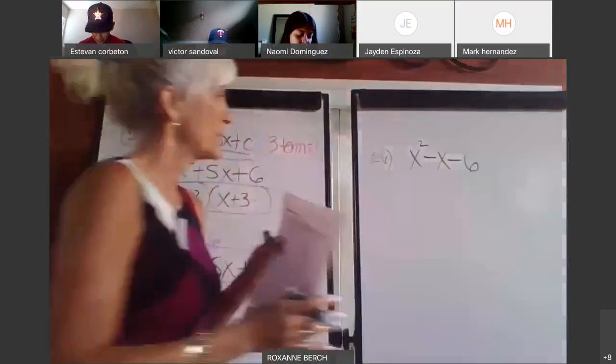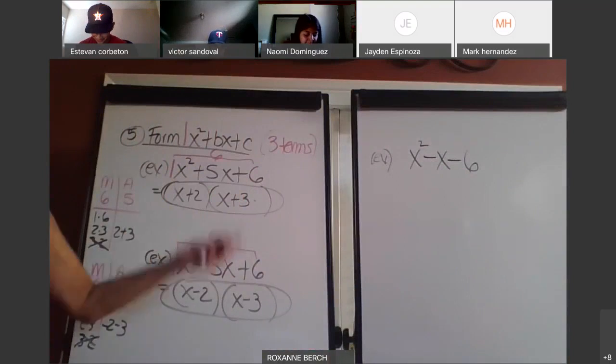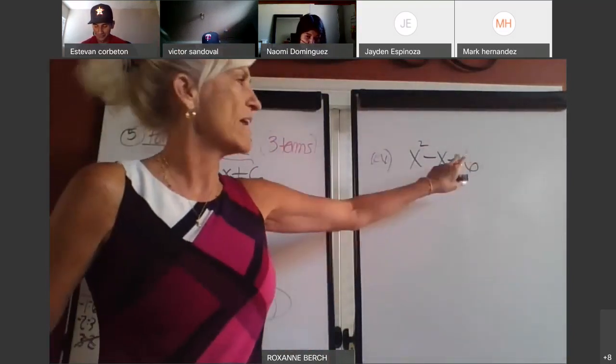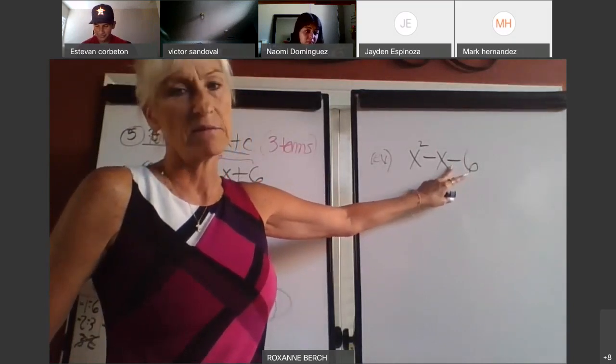This is a minus minus. So you try to do a GCF, no. Grouping, no. Difference of squares, no. Perfect square trinomial? With a perfect square trinomial, you can't have a minus here. So you cannot have a minus.